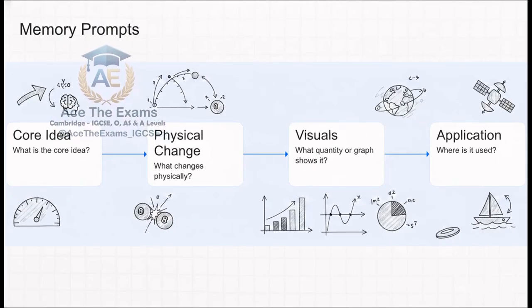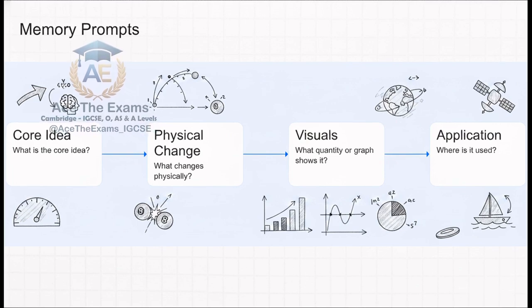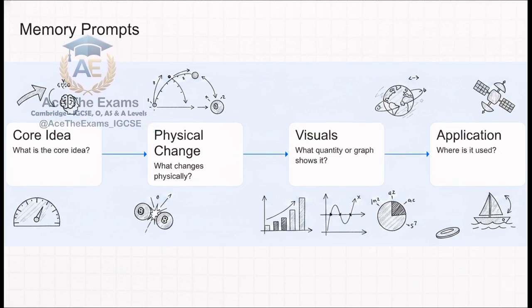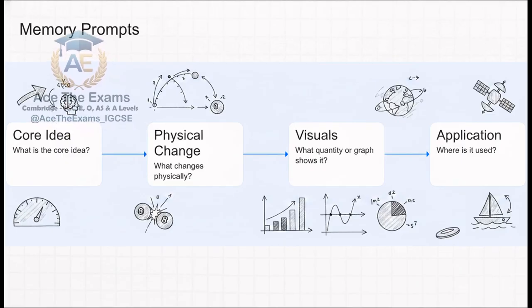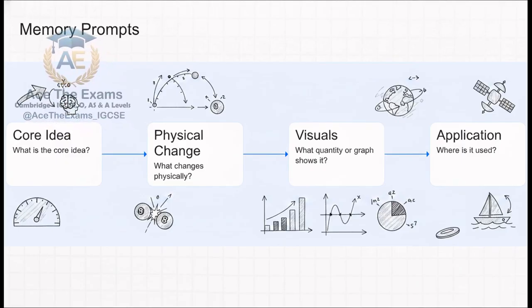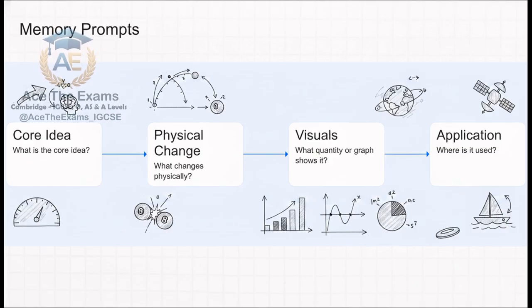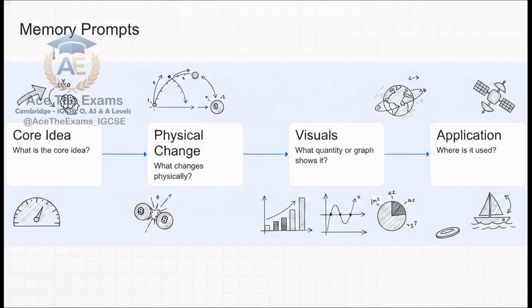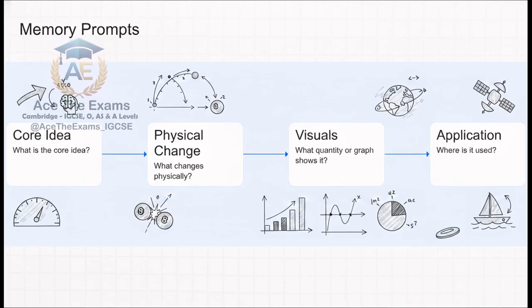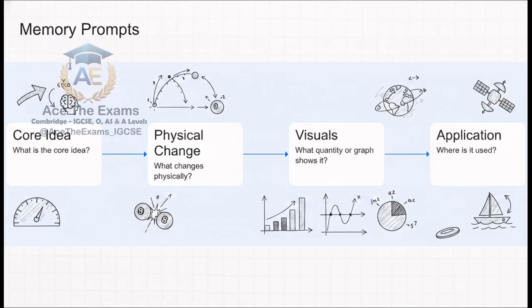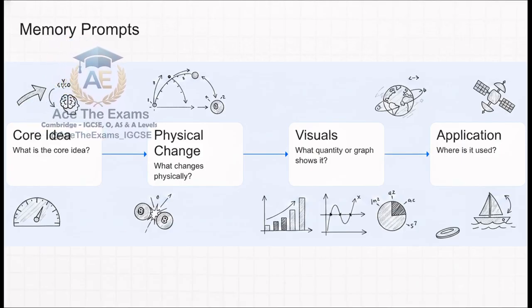First, command word decoding. What is the core idea the examiner is asking for? Are they asking you to state, describe, or explain? Second, PEEL framework application. What changes physically, and how do you structure that explanation logically? Third, what quantity or graph actually shows this change? And fourth, the time management matrix. Where is it used in real life, and have you allocated enough time to link it back to the specific application in the prompt?